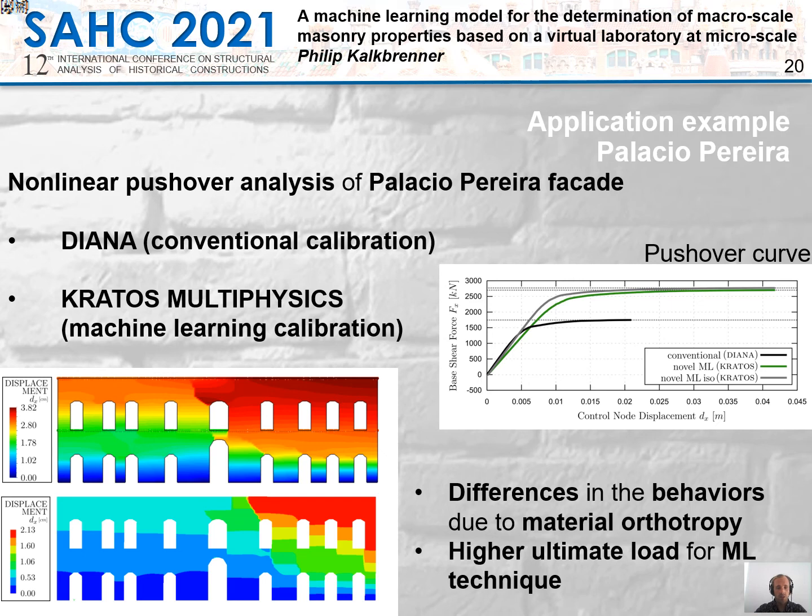You can see here the crack patterns and the displacement patterns at an ultimate stage. The one on top is from the Kratos analysis, so from the machine learning approach, and the other one is from the Diana approach. What we can see basically is that we have a difference in the linear behavior due to the material orthotropy of masonry, which is considered in our machine learning law and not in the conventional one. And then we have a higher ultimate load for the machine learning technique.